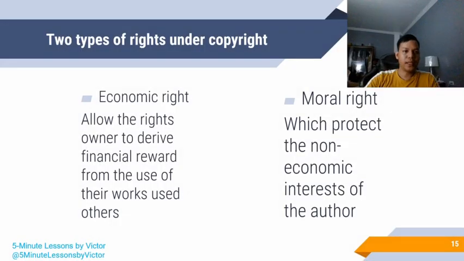There are two types of rights under copyright: economic right and moral right. Economic right allows the owner to derive financial reward from the use of their works by others. Moral right protects the non-economic interests of the author. Most copyright laws state that the right owner has the economic right to authorize or prevent certain uses in relation to a work, or to receive remuneration for the use of their work.